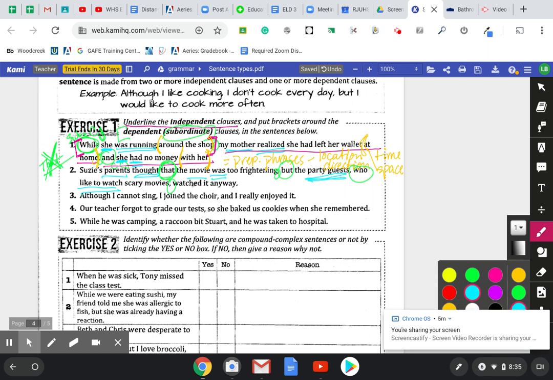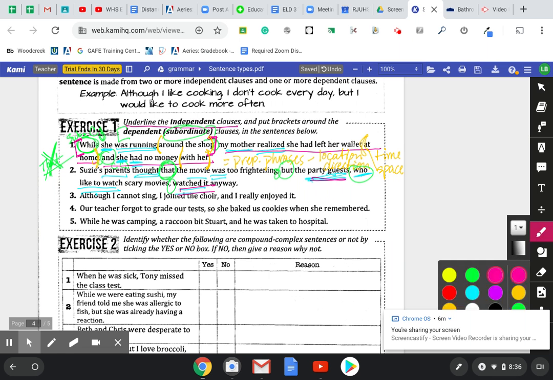And I'm taking a side note. Who like to watch scary movies? Actually, that was incorrect. This "like to watch" technically belongs to "who," right? And so this "party guests" connects to "watched it anyway," right? So the party guests did what? They watched it anyway. So these, party guests and watched, are together.